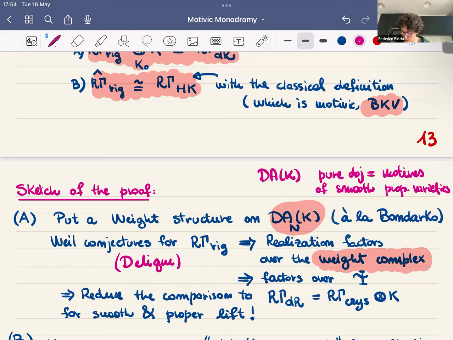So this whole complicated story, which is a bit technical, essentially reduces your comparison to something you already know. To compare de Rham cohomology and our definition for things which are smooth and proper and having a smooth and proper lift, that's just crystalline cohomology, and we know that de Rham cohomology agrees with crystalline cohomology after a base change. So all this argument reduces the proof of this comparison to something we already know. So what about B?